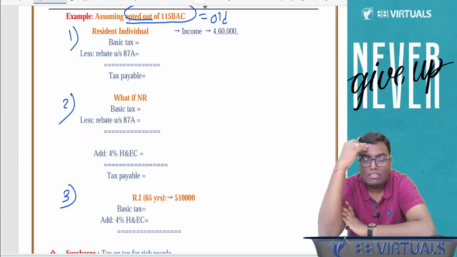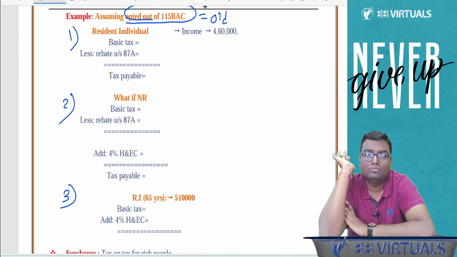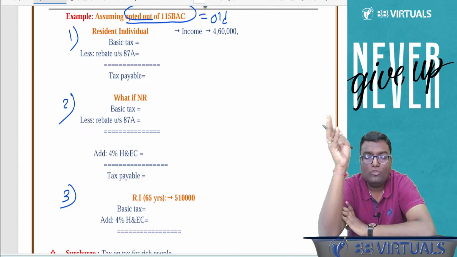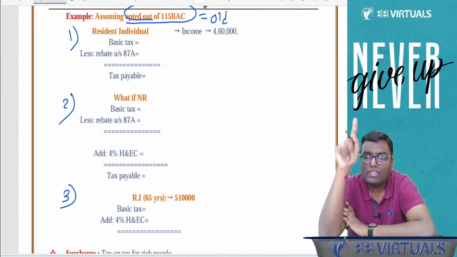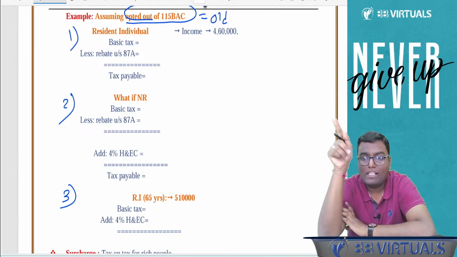Meanwhile, you are calculating, just one thing to clarify. This concept is only for a resident individual. HUF, AOP, BOI, AJP, even though slab rate is applicable to them, the rebate concept is not applicable to them. They have to calculate basic tax and directly add 4% cess. This concept is only for an individual, that too resident.